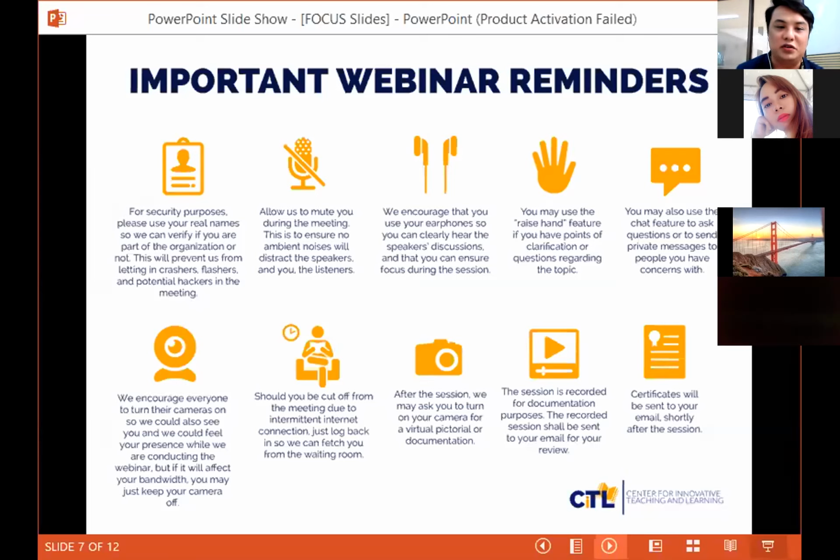Allow us also to mute you during the meeting. This is to ensure that no ambient noises will distract the speakers and you, the listeners. We also encourage that you use your earphones so you can clearly hear the speakers' discussions and ensure focus during this session. You may also use the raise hand feature if you have points of clarification. You can also use the chat box. You can just type in your questions if you have clarifications, or if you want to chat with another person within the meeting, you can also do that privately.